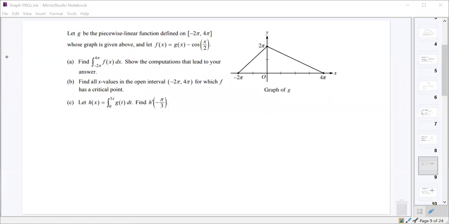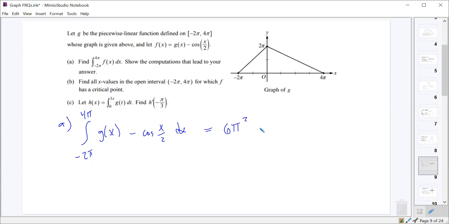There we go. All right, so for part A, we're going to integrate from -2 pi to 4 pi of f of x, which is g of x minus cosine of x over 2. For g of x, that's just the integral from -2 pi to 4 pi of this function we're looking at here. This is a total of 6 pi, and this is a total of 2 pi. So multiply those together and divide by 2 ought to give you 6 pi squared for the g of x part.